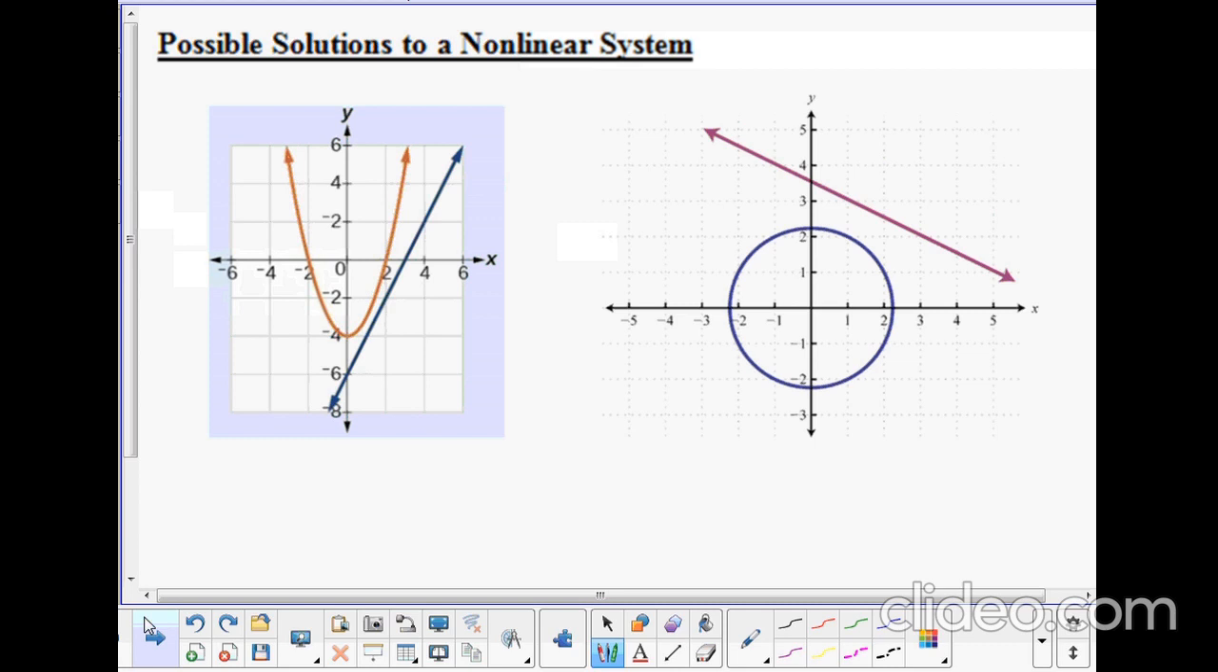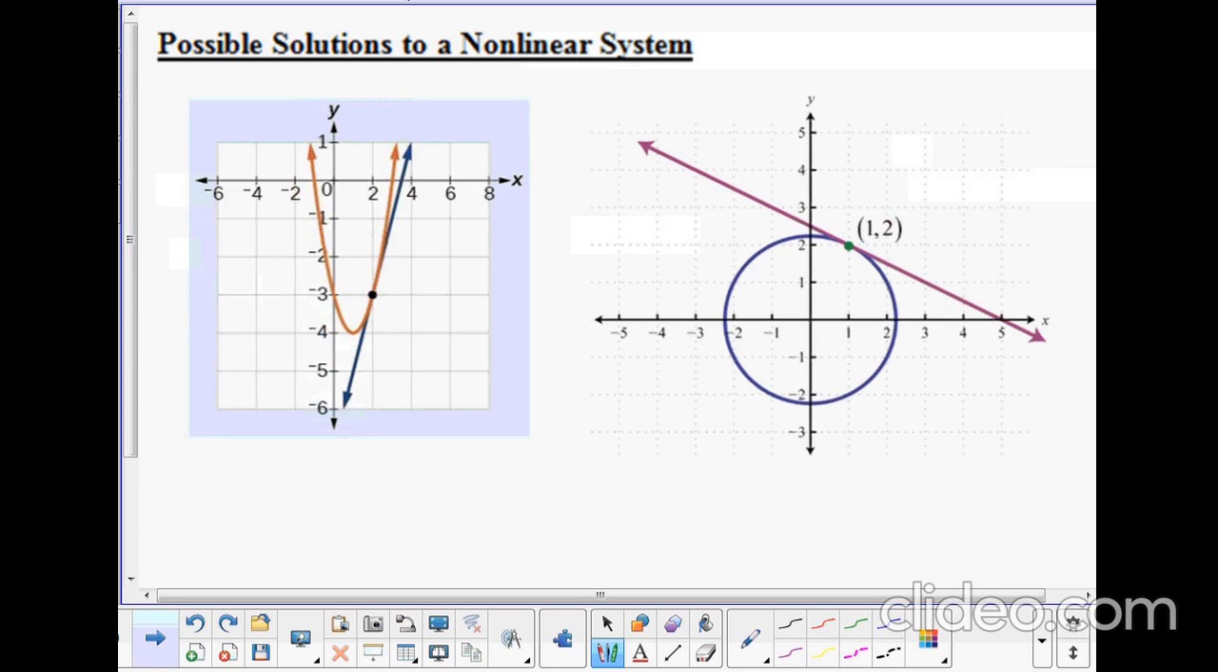In both of these cases, here on the left I have a parabola and a line, and on the right I have a circle and a line. Based on what we know about parabolas, circles, and lines, we know that these are not going to intersect. So this would have no solution. These 2 systems of equations would be what we consider inconsistent. There is no solution.